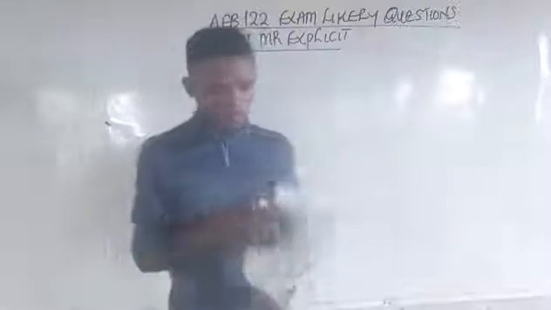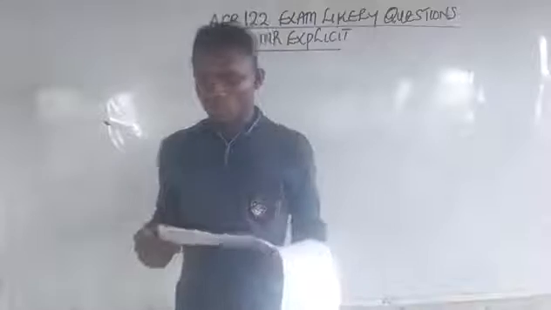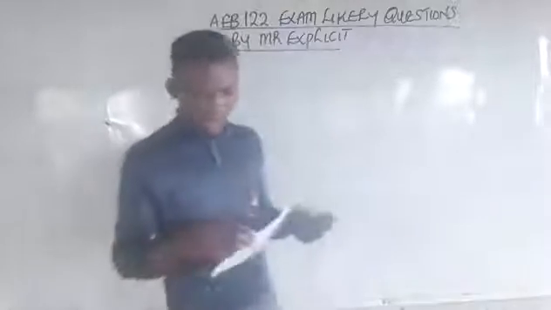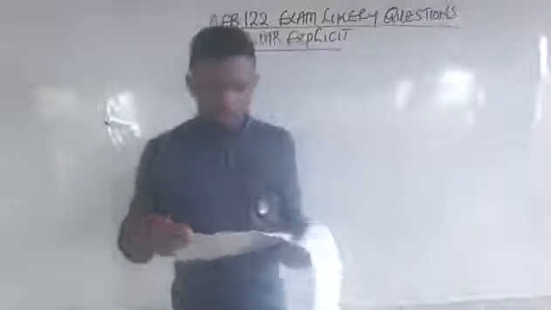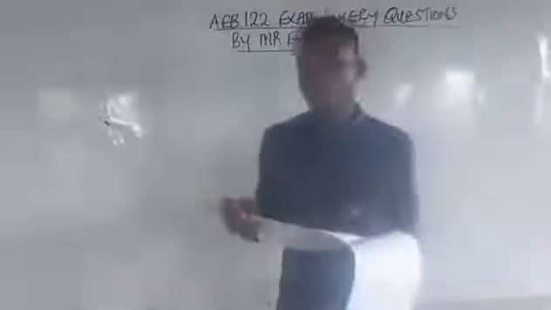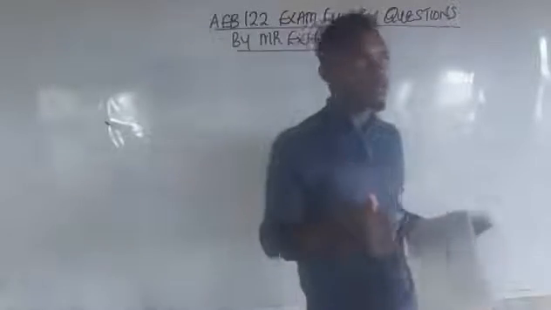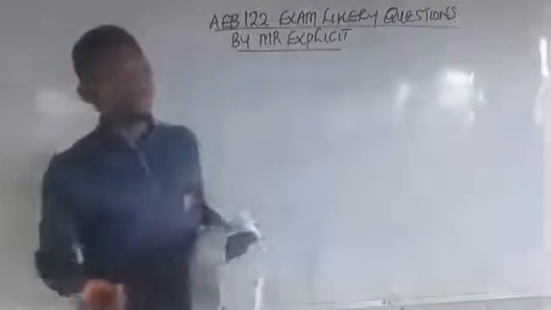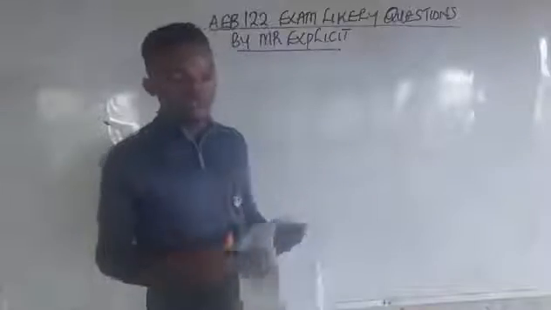The next question is, the transformation that occurs from one stage to the other is called dash. This is metamorphosis. Metamorphosis is the changes that an organism undergoes from its juvenile stage to the adult stage. We have two types of metamorphosis: complete metamorphosis and incomplete metamorphosis. Take note of that.